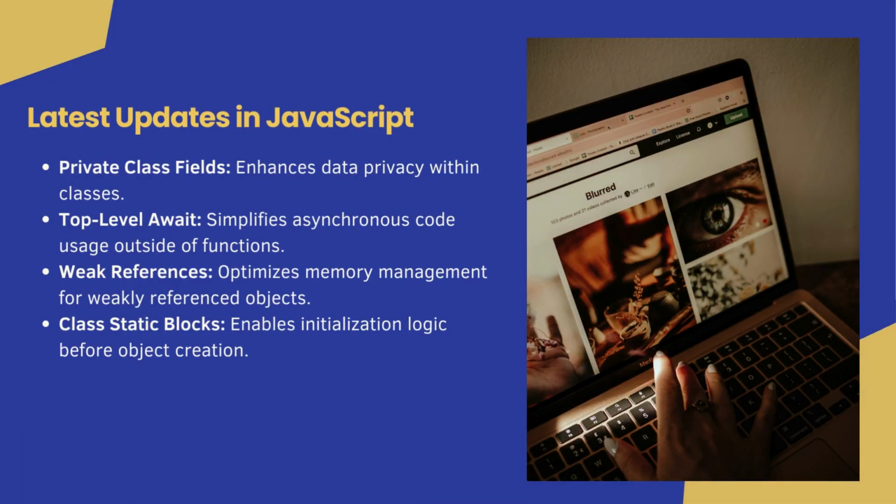Latest updates in JavaScript. Private class fields enhances data privacy within classes. Top-level await simplifies asynchronous code usage outside of functions. Weak references optimizes memory management for weakly referenced objects. Class static blocks enables initialization logic before object creation.